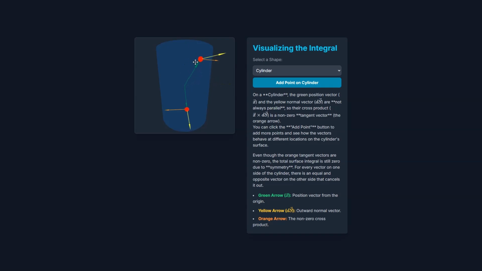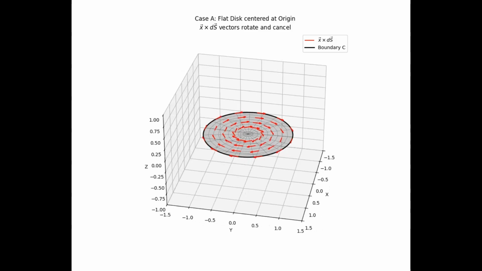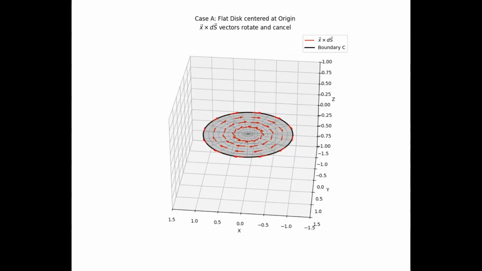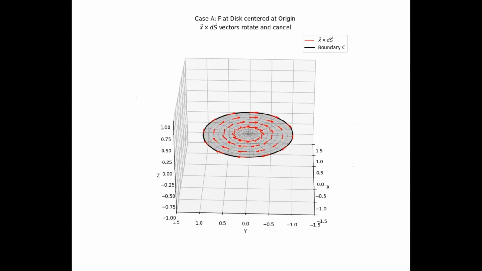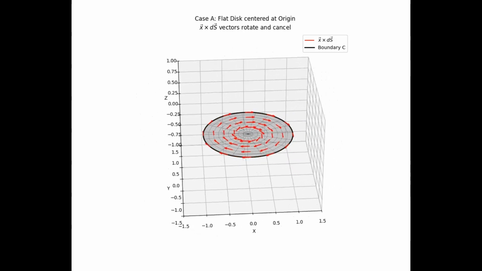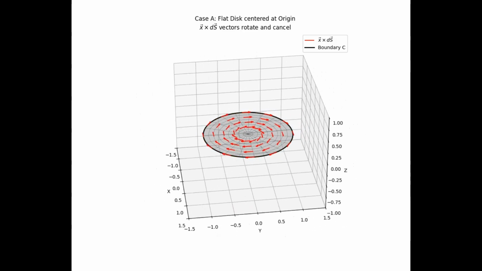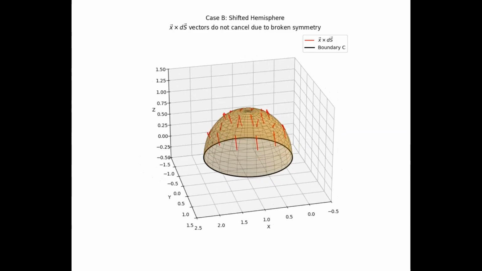Visualizing the balance. Demos 1 and 2. To see this in action, imagine an interactive simulation of a sphere or a cylinder. Demo 1. On these shapes, you can pick any point and see three arrows. One pointing from the center to the point, one pointing straight out from the surface, and a third representing their interaction, the cross product. On a symmetrical shape, this third arrow always lays flat against the surface. If you add up all these flat arrows across the whole shape, they perfectly balance each other out.